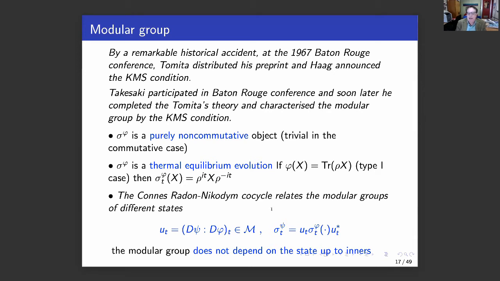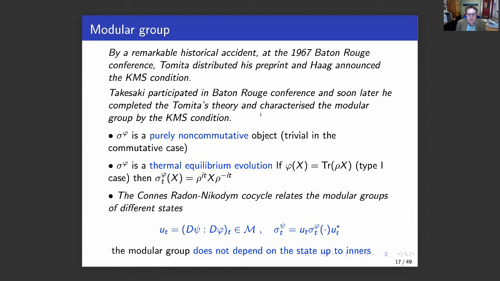an historical accident, in the same conference, Rudolf Haag proposed what should be the characterization of thermal equilibrium states, KMS states. And Takesaki, who was very young, participated at this Baton Rouge conference, and because the Tomita preprint had some errors, he fixed and completed Tomita theory and showed the equivalence, that the modular group is characterized by the KMS condition.